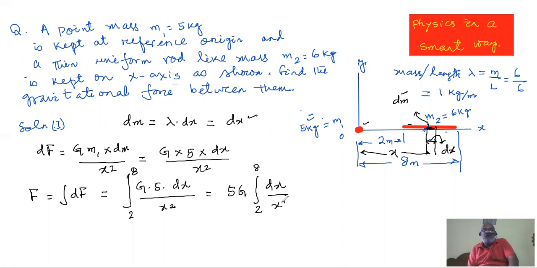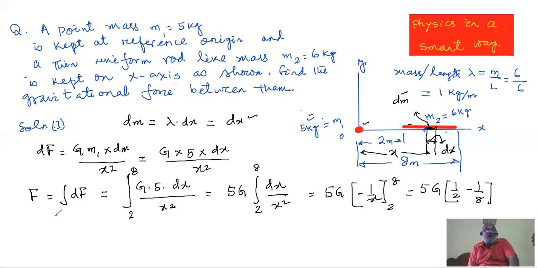And as you very well know, that will be giving us a value that is 5g. The integration will be giving us minus 1 by x. Limit is, that is 2 to 8. And ultimately, I am skipping a step here because I got limited space available. So that will be within bracket. When you incorporate the minus sign and the limits, that will be 1 by 2 minus 1 by 8.